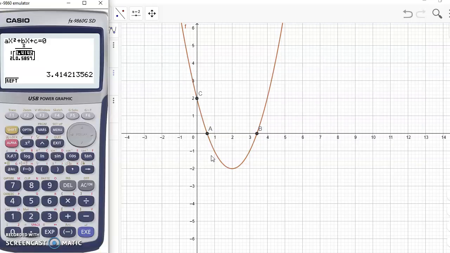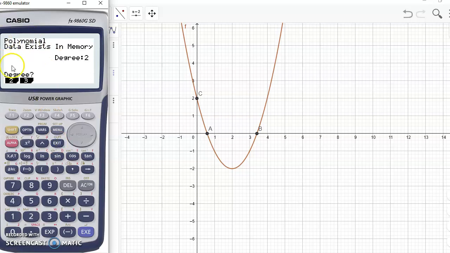So the process of factorization: use the calculator, and we use the polynomial equation solver that you find on the F2 menu under equations.